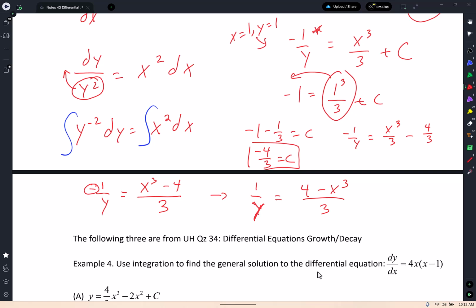I want y equals. I have a fraction on the left, I have a fraction on the right. I can just flip them. So y equals 3 over 4 minus x cubed. And there it is. How do we feel?